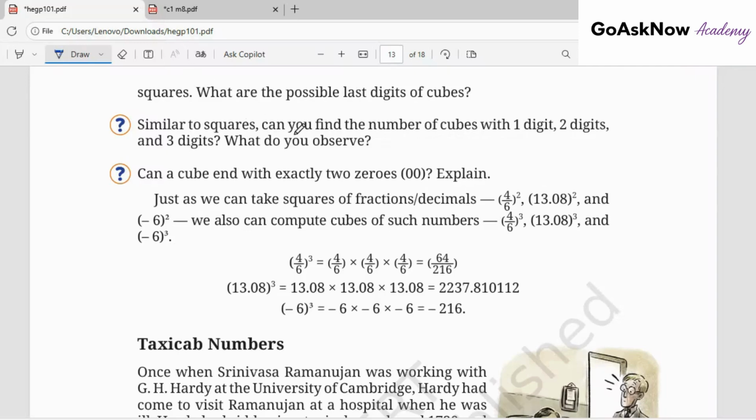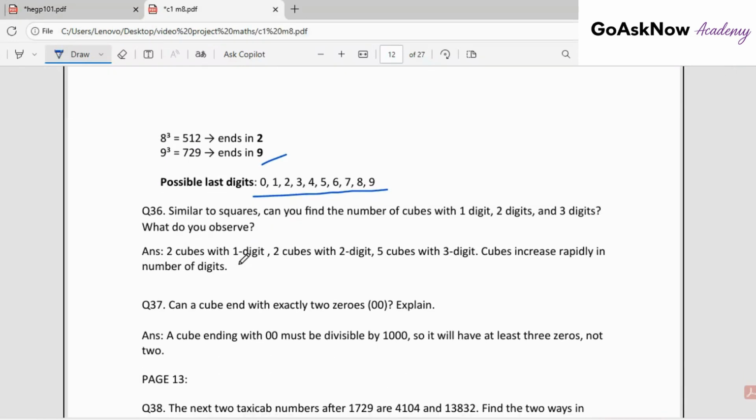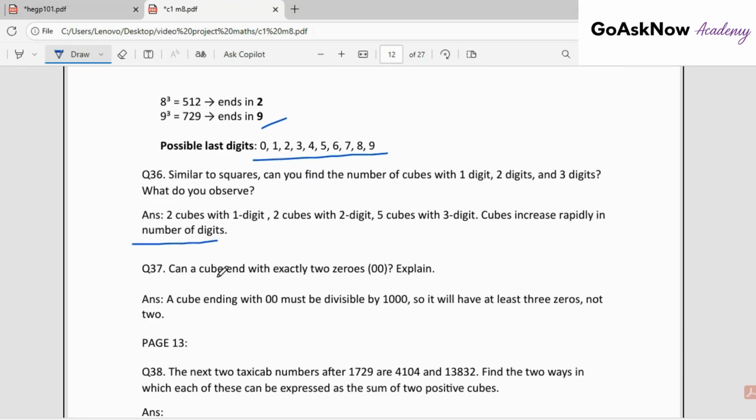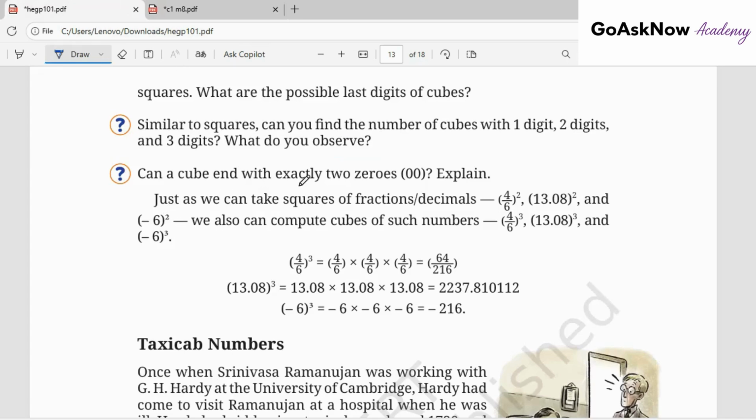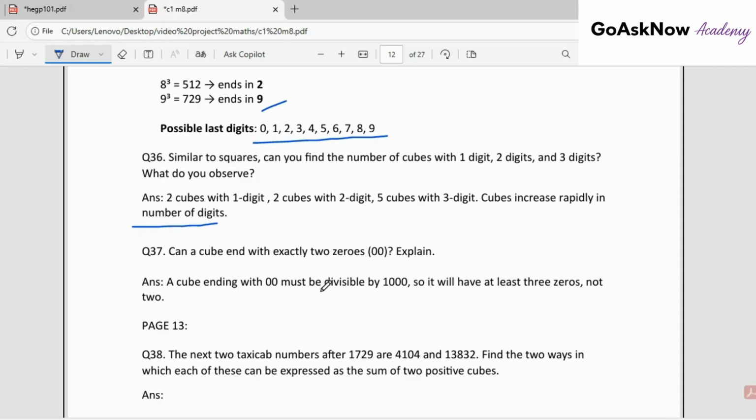Similar to squares, can you find the number of cubes with 1 digit, 2 digits, and 3 digits? What do you observe? Here, 2 cubes with 1 digit, and 2 cubes with 2 digits, and 5 cubes with 3 digits. Cubes increase rapidly in the number of digits. Next, can a cube end with exactly 2 zeros? Explain. Here, a cube ending with 2 zeros must be divisible by 1000. So, it will have at least 3 zeros, not 2 zeros.